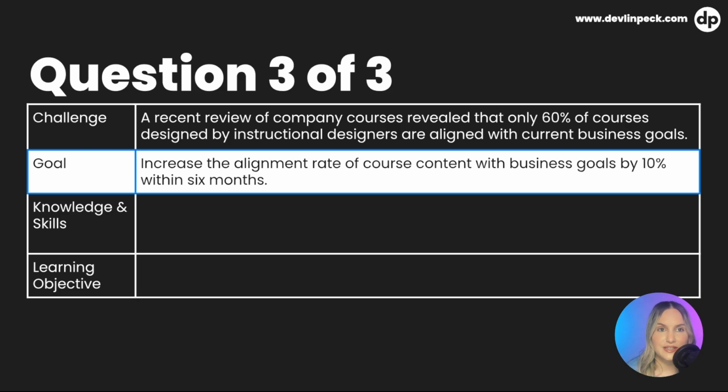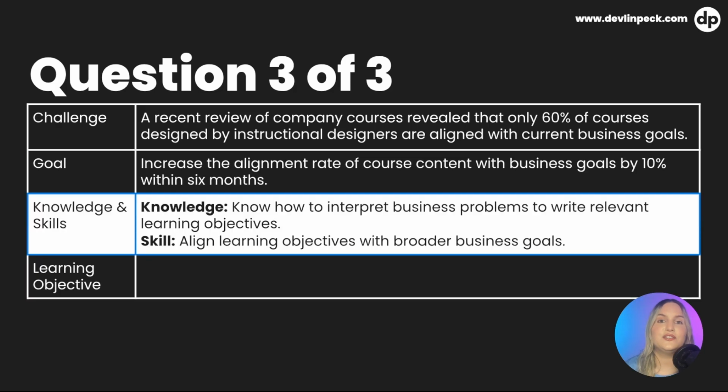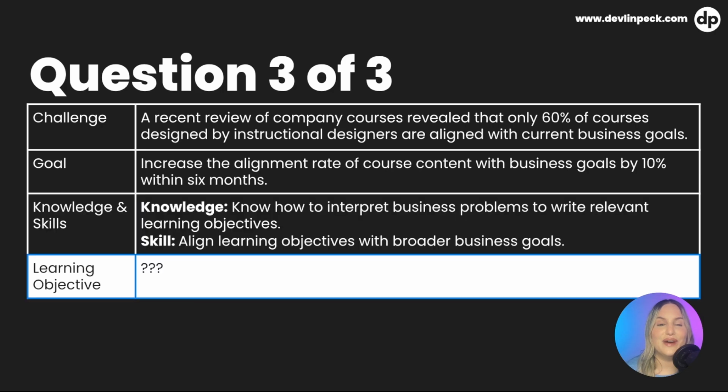Now, with the knowledge and skills, we need to know how to interpret business problems, to write relevant learning objectives, and to align the learning objectives with the broader business goals. So that's the skills that you need. So now that you have all that information, go ahead and try to write down the learning objective. What do you think is a good learning objective that can help meet this goal and help solve this challenge that they're having? Go ahead and think about it, write it down if you want, pause this video and press play when you're ready for the reveal.